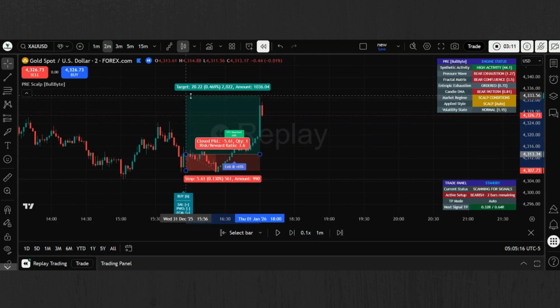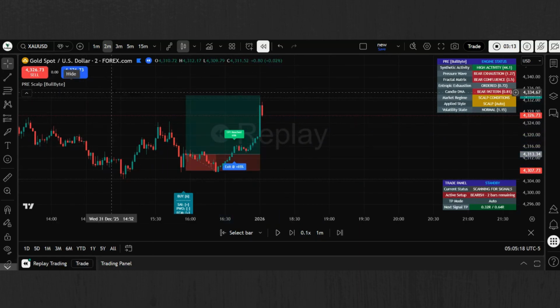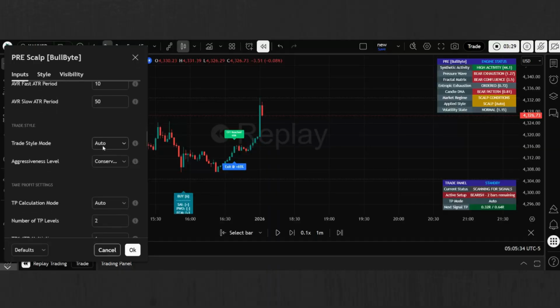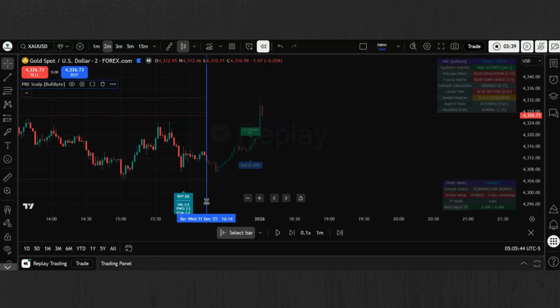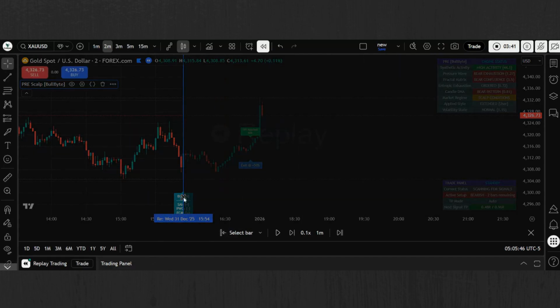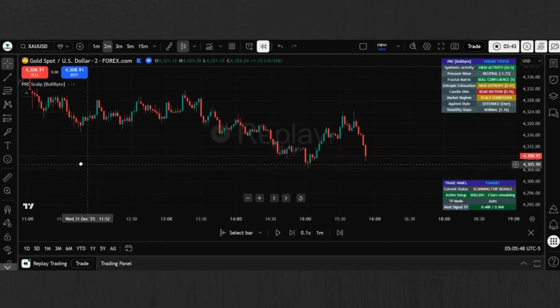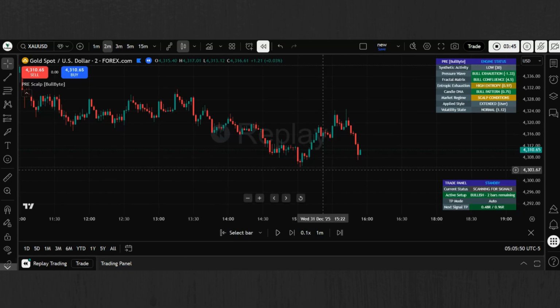Go to the indicator settings. Find the trade style option. By default, it is set to auto. This means the system intelligently manages the trade based on current market conditions. It will switch between scalp, extended, and runner modes automatically. But if you want to override this and take manual control, you can. Let me show you the difference.